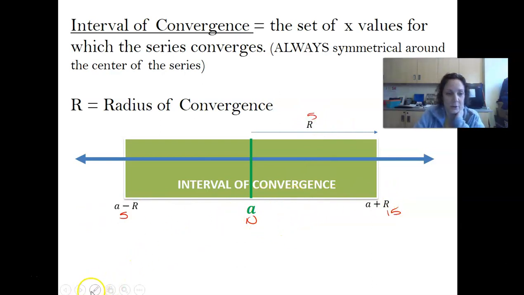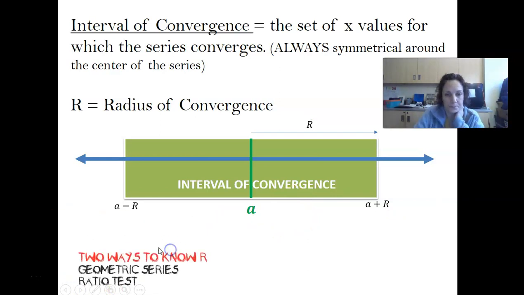Okay, so there's only 2 ways to know the radius of convergence. If they are asking you for the radius of convergence, it is either geometric, in which case you're setting your R value between -1 and 1, or you're supposed to be using the ratio test. Because the ratio test is the only test that will allow you to see the radius of convergence. All of the other tests will say converge or diverge.